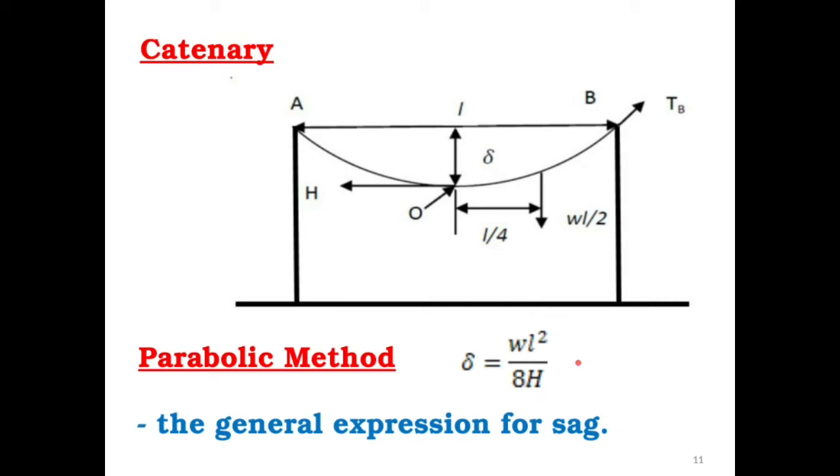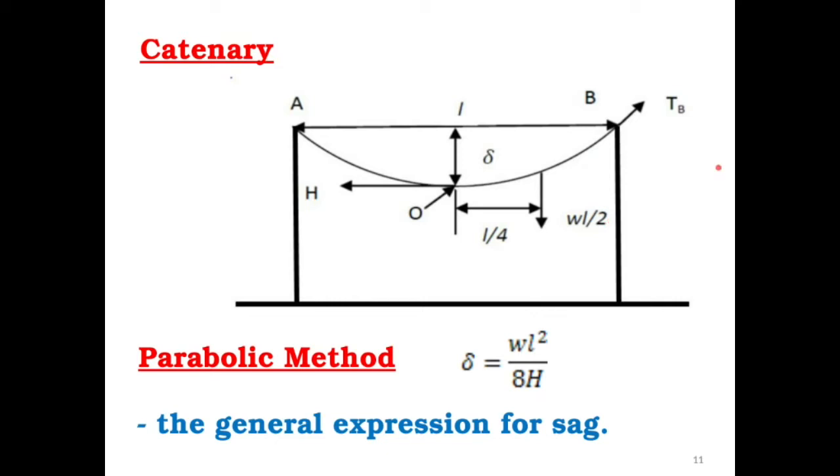Now, for L, the span, we see it's L squared, so sag is directly proportional to the square of the span. Meaning, when we increase the span, the sag will increase in the square mode. And if we increase the tension, the sag is going to decrease, meaning this curve will come closer to the horizontal straight line between A and B. So these are the things.